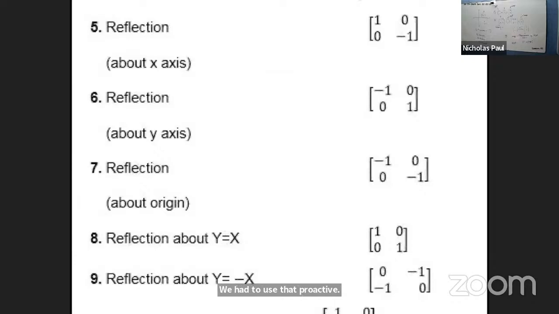So those are the matrices for reflection: x-axis, y-axis, origin, y equals x, y equals minus x. Go ahead, write them down, try and learn them one time. Write them out before I go on.